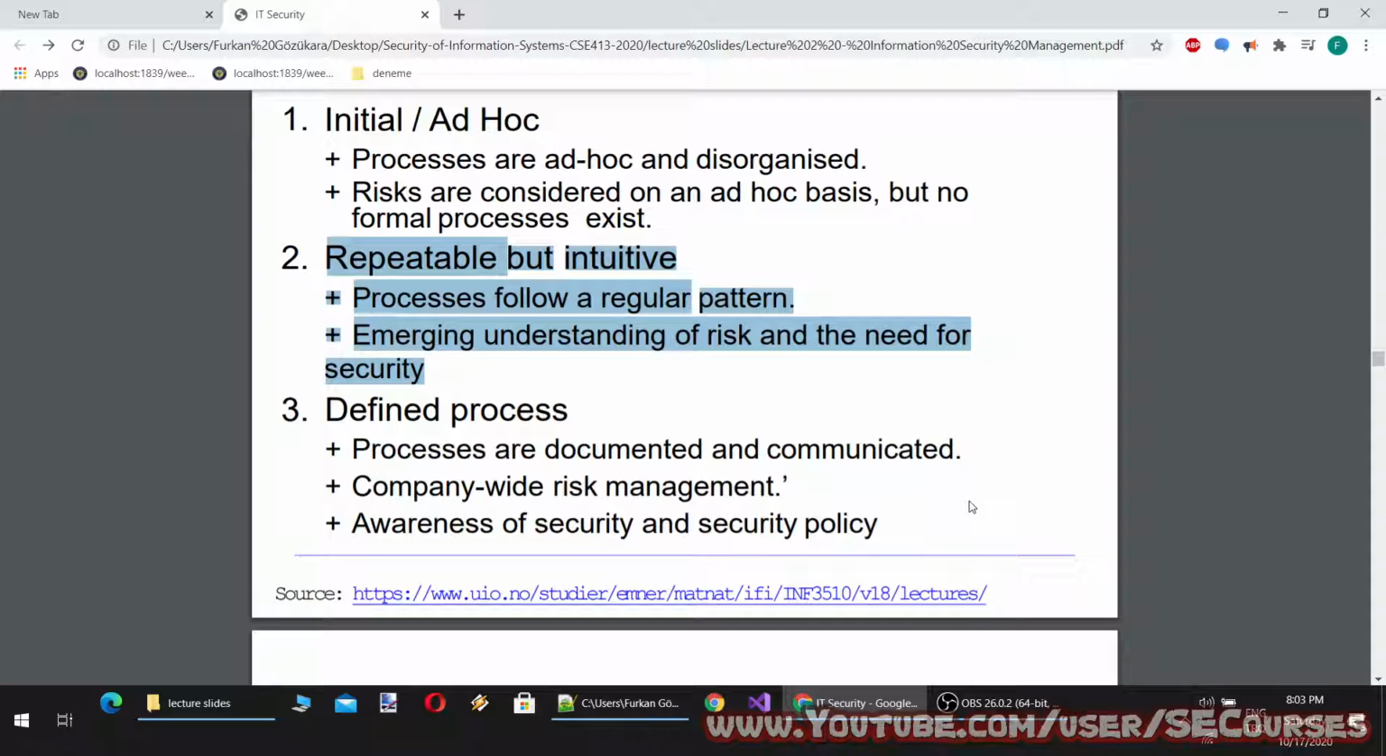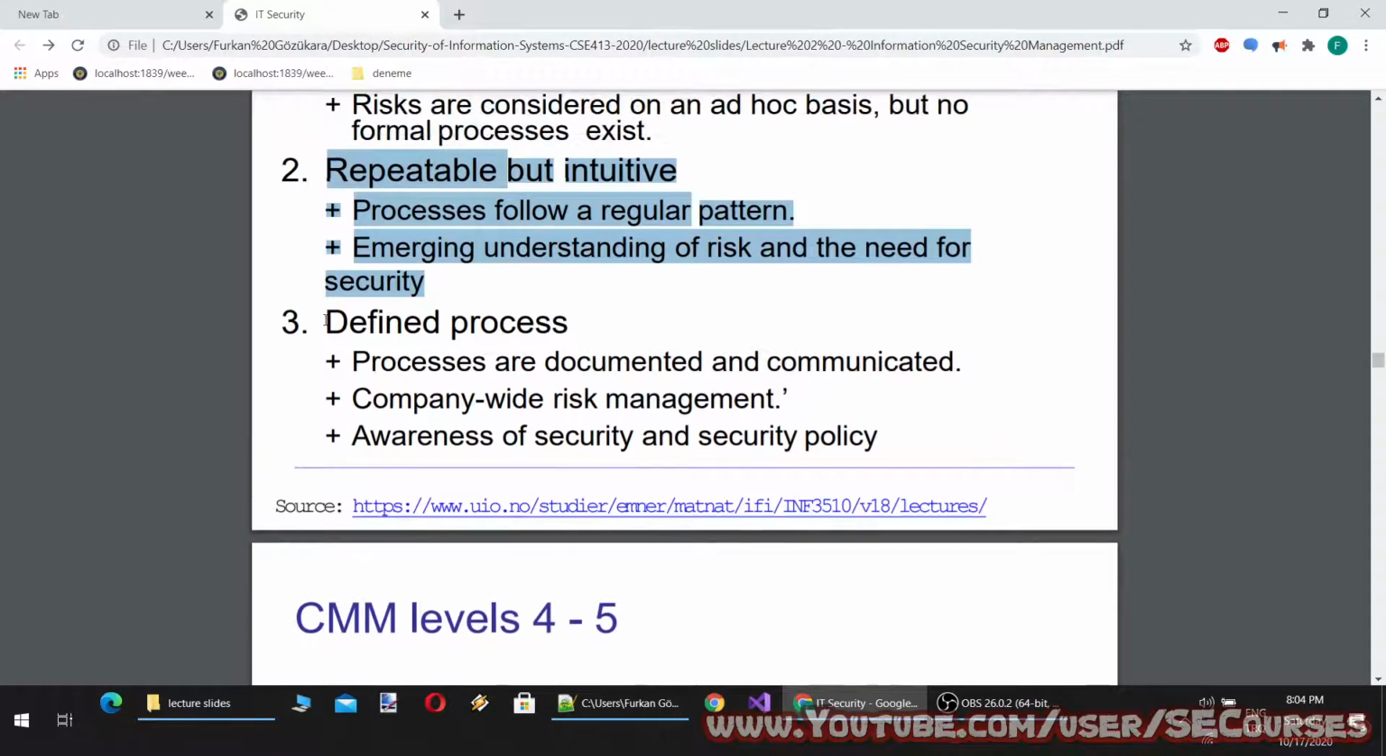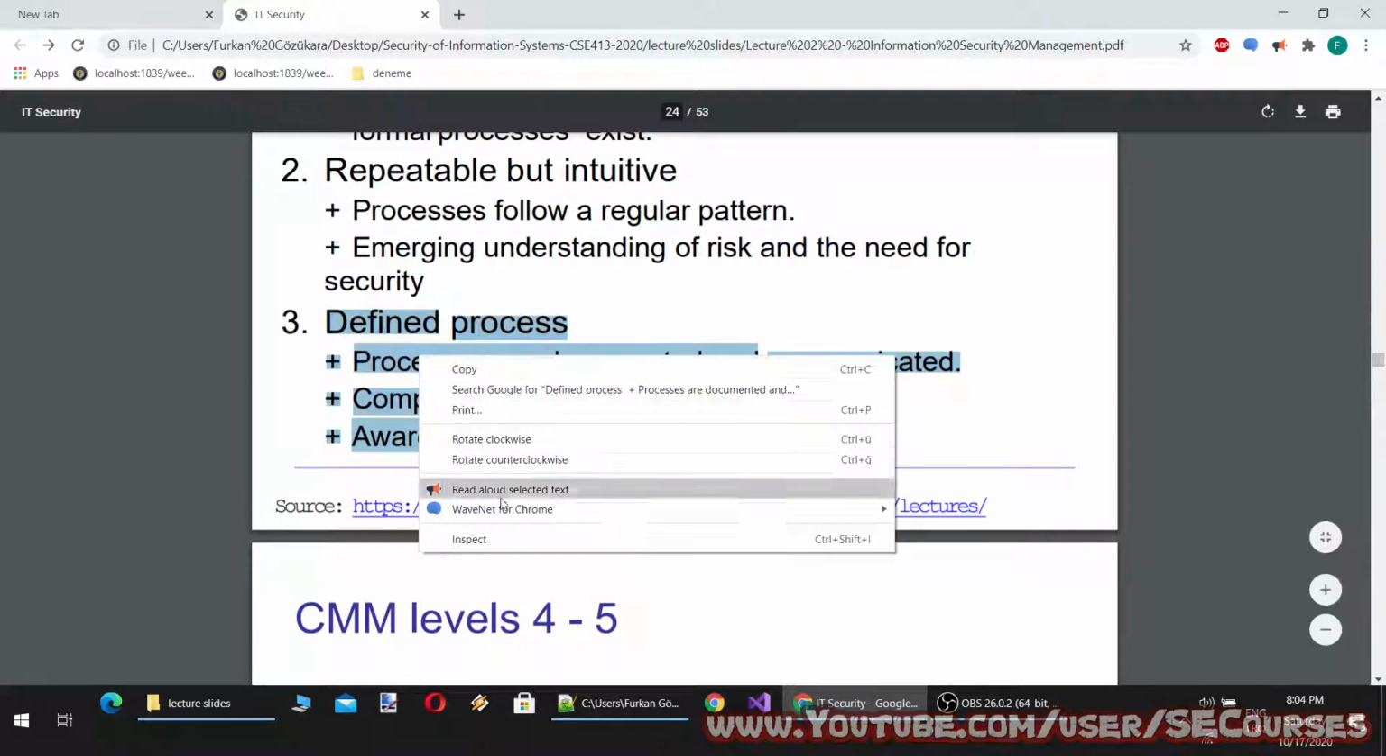Repeatable but intuitive, plus processes follow a regular pattern, plus emerging understanding of risk and the need for security. Okay, we are still not very organized. We just follow a regular pattern. Let's say we check our software, and all of our software has new updates or such. Level 3.